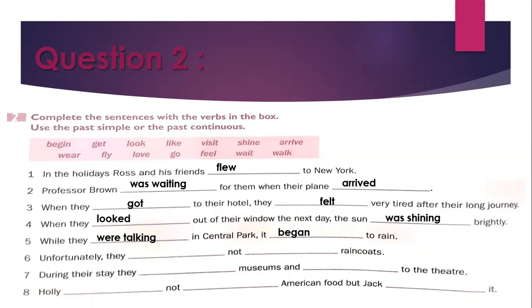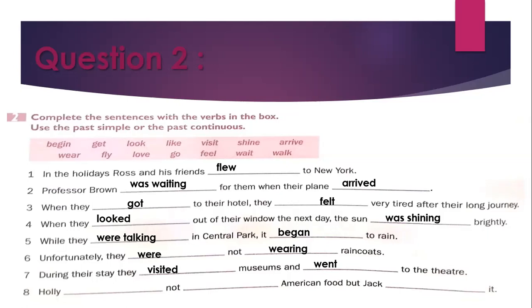Unfortunately, when it began to rain, they weren't wearing raincoats. Here we talk about actions continued for some time in the past. During their stay there, we are talking about actions that happened and finished in the past. During their stay in New York, the action happened and finished, so we are going to use simple past. They visited museums and they went to the theater.